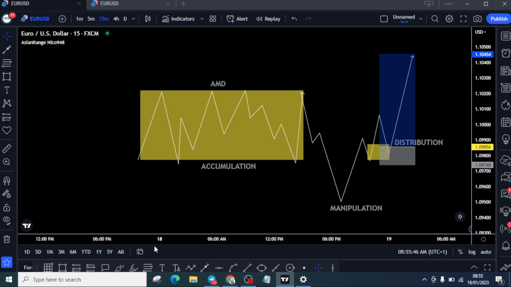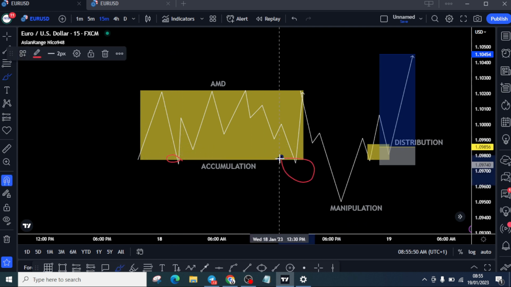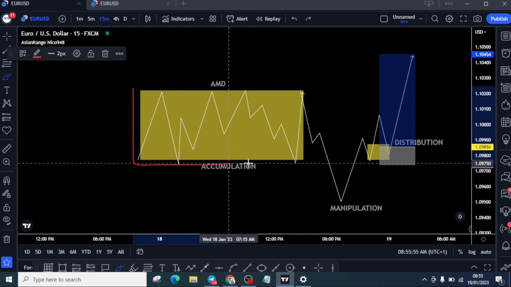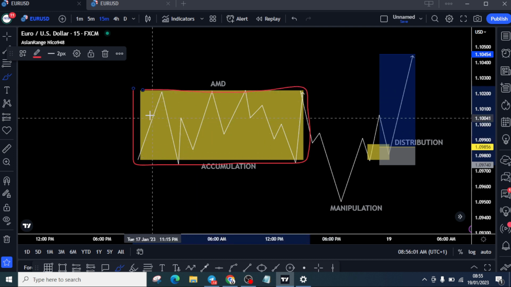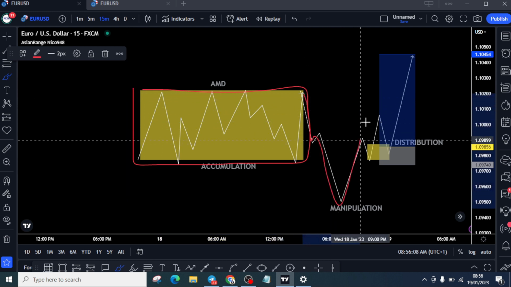Now, there's a way to trade the accumulation phase for those of you who live in Asia. But if you live in Asia, what I would recommend is to try as much as you can not to be caged in just trading the Asian session, but try as much as you can to move into the London session.